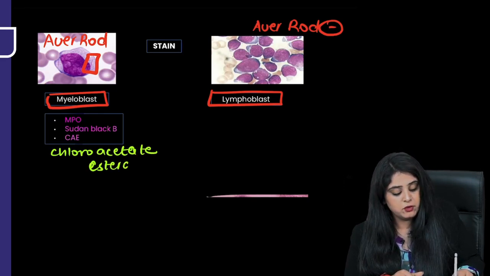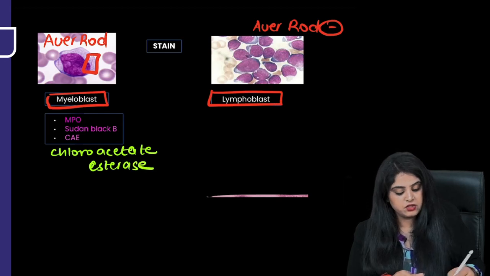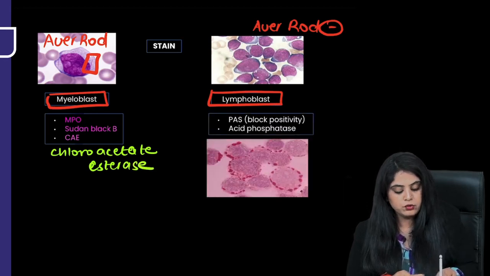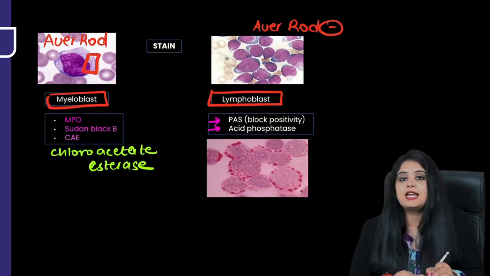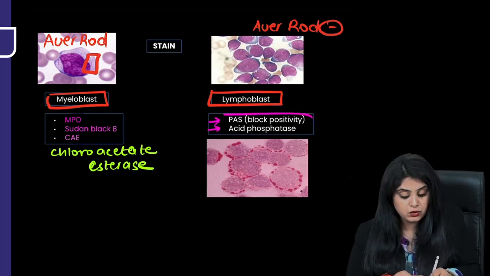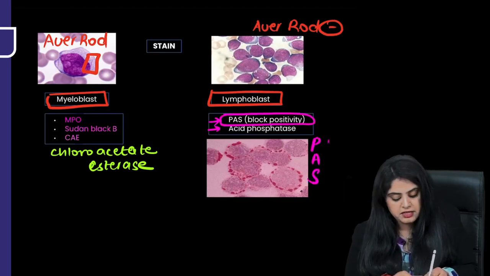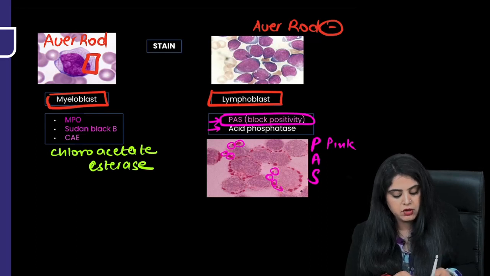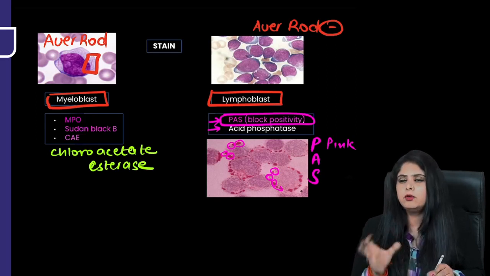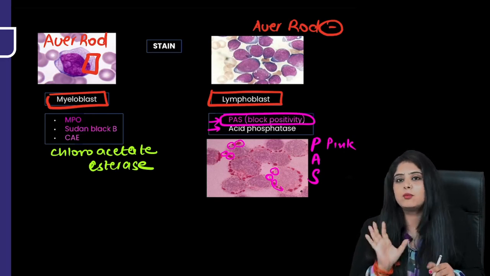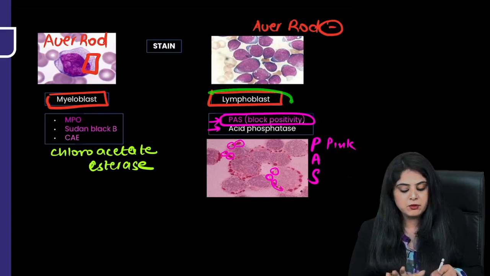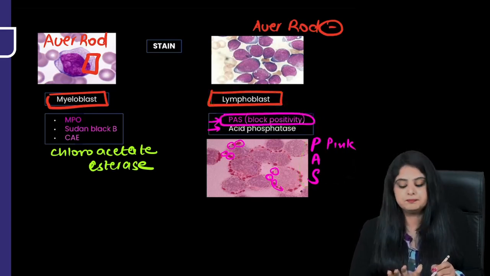Now let's come to lymphoblast. The lymphoblast stain is very essential. Lymphoblast is going to show you two stains, that is PAS positivity and acid phosphatase, where I need to know an image of PAS positivity. P for PAS, P for pink. It's going to show you pink color blocks. Lymphoblast shows you pink color blocks. That is known as block or dot positivity. Some block word will be written. So remember, lymphoblast is going to have some block word written with PAS. That is very, very important.